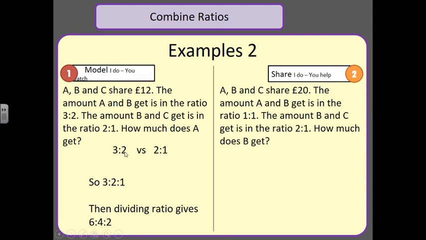And now it's a simple case of just dividing a ratio like you've done in the last lesson. As there are 6 parts, each part is worth 2, because I'm sharing 12 between these 6 parts. So I times all the parts by 2. So it's 3 times 2, 6; 2 times 2, 4; 1 times 2, 2. Okay? In a second, try this next example now. When you do that, I need you to make sure that you combine the ratios first of all. Okay? Just put me on pause, thank you.